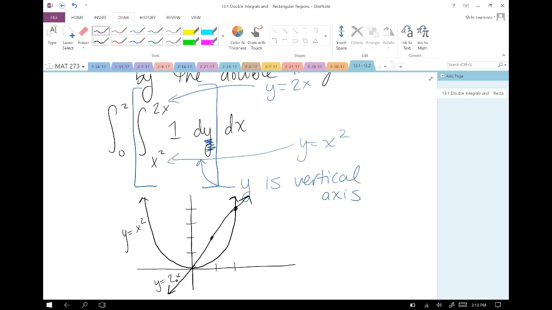The outer boundaries are for x. x is our horizontal axis, which means horizontally, we're only going 0 to 2. So here's x equals 0 and x equals 2. So it looks like we're dealing with that.